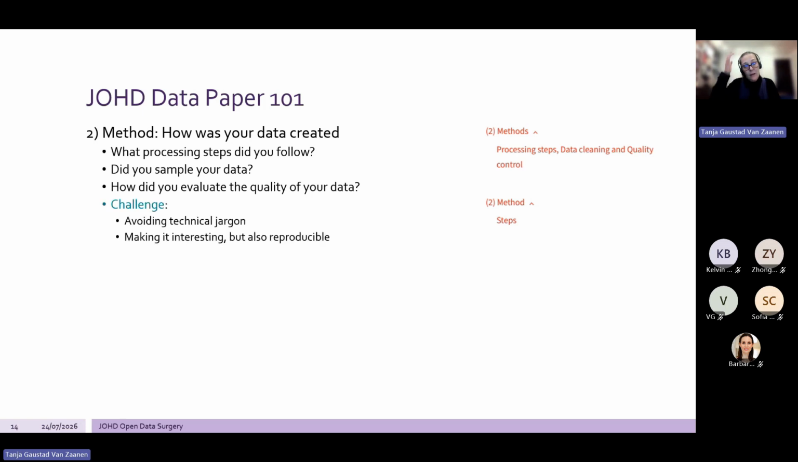Here, I think the main challenge, to be honest, is to avoid too much technical jargon. It's really easy to forget that we're trying to publish this not just for our peers within our small domain, let's say, and we want to make it interesting for people that are outside our field of interest as well. But at the same time, it has to stay reproducible. So again, a bit of a balancing act.